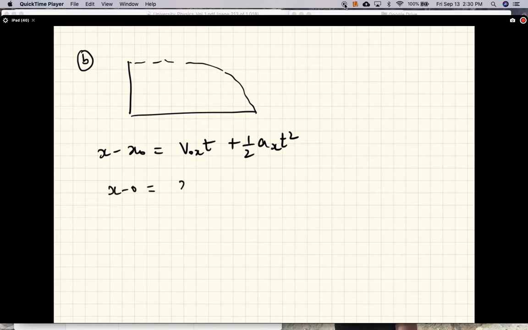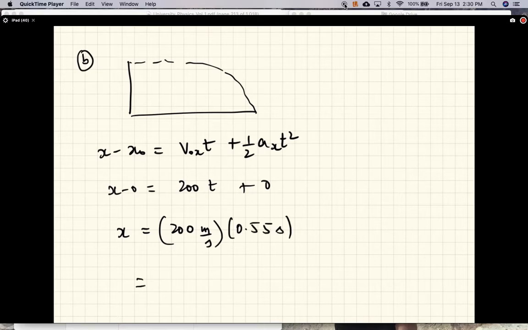Okay, so x minus 0 is 200 times t, plus 0, since a x is 0. And so x is 200 meters per second times 0.55 seconds. That's how long the bullet was in the air. Okay. So the bullet travels 110 meters.